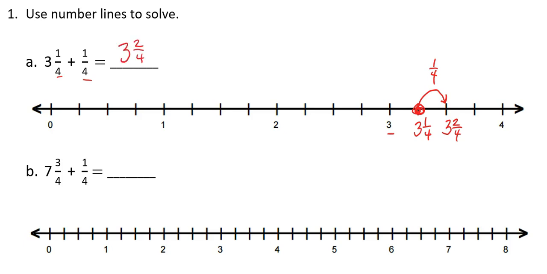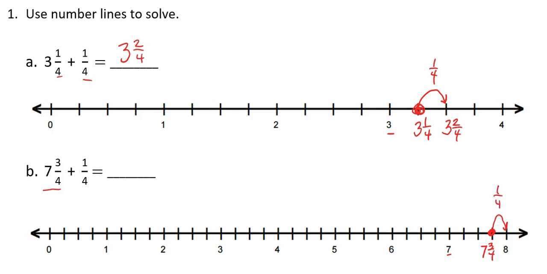Let's look at problem B. Here I have 7 3/4 plus 1/4. I'll start again by finding 7 3/4 on the number line. Start at the 7 wholes and then move over 3/4, which puts me at this point. From there, I'm going to add or hop 1 more fourth.